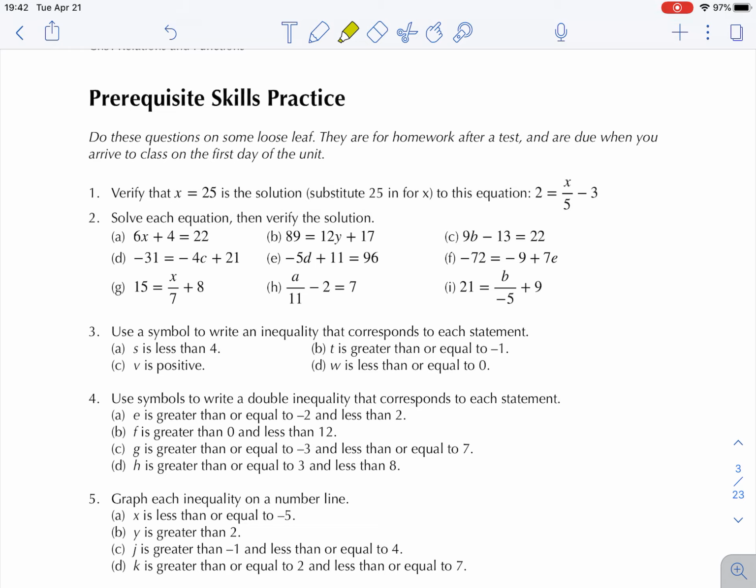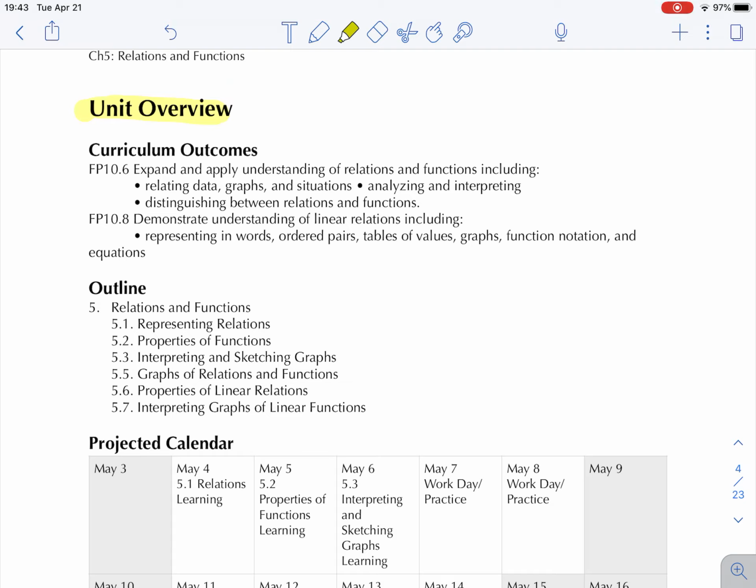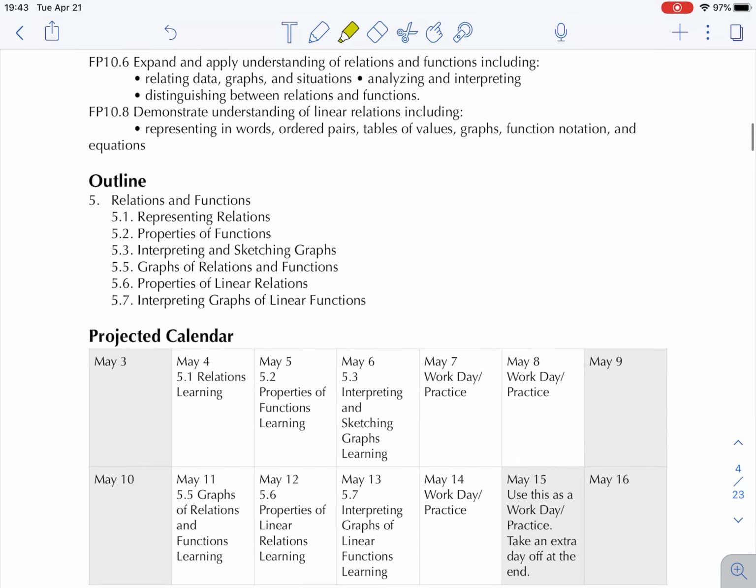First, we have the curriculum outcomes. This is what the curriculum says you need to understand. You need to expand and apply understanding of relations and functions, including relating data, graphs, and situations, analyzing and interpreting, and distinguishing between relations and functions. You need to be able to demonstrate an understanding of linear relations, including representing in words, ordered pairs, table of values, graphs, function notation, and equations.